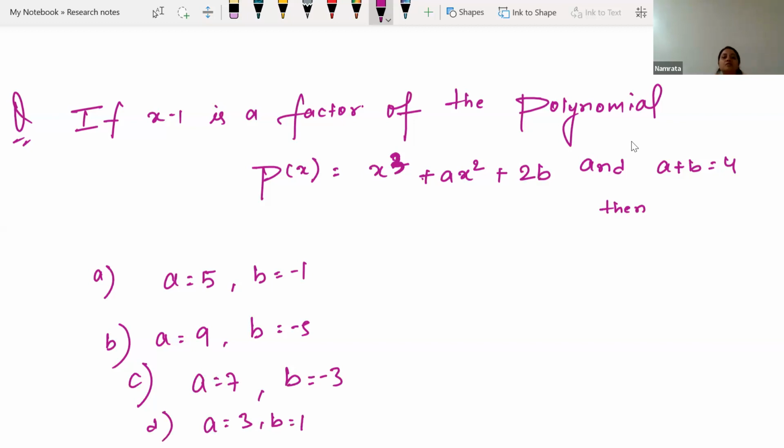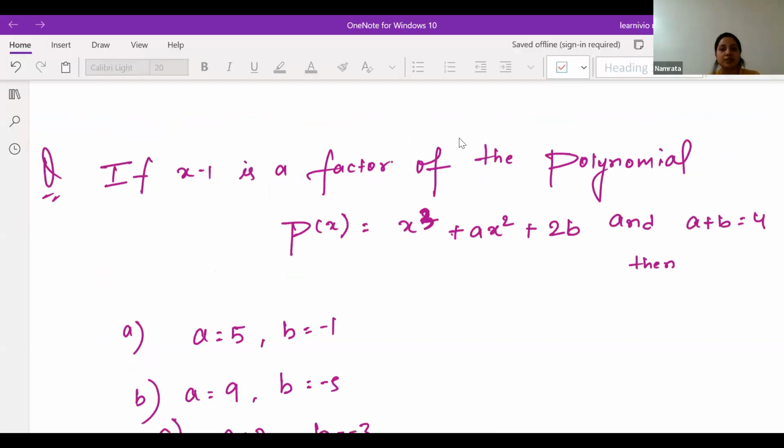Okay, x minus 1 is a factor of this polynomial, and one more relation is given over here. One equation is given, and we have to find the values of a and b. Take a few minutes and try it first. Then we will discuss it.